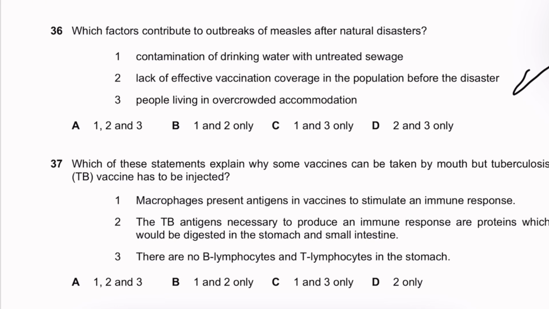Okay, people living in overcrowded accommodation. True, because as I mentioned, it's an airborne infection. Once someone gets the disease, there's a big chance that everyone else is also going to get it if they live in a very tight situation.